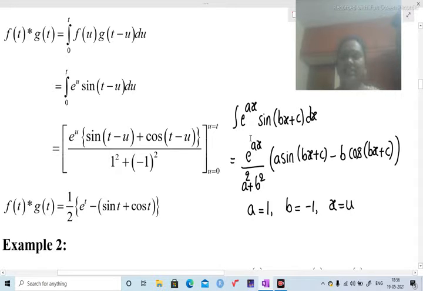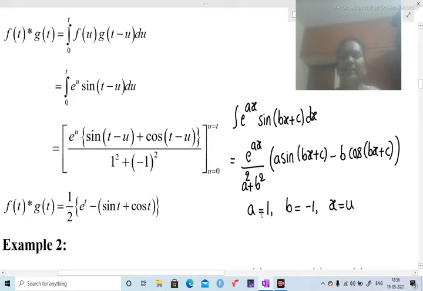Observe, this is the standard formula. Integration of e power ax into sin(bx plus c) into dx equal to e power ax by (a square plus b square) into [a sin(bx plus c) minus b cos(bx plus c)]. Compare this integration and observe a equal to 1, b equal to minus 1. That means the coefficient of u here is minus 1, x equal to u, c equal to 0.